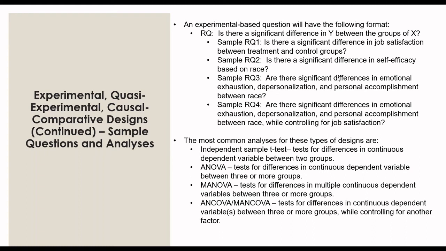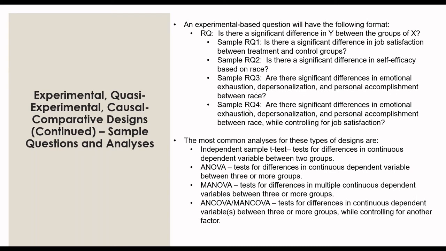Sample question 3, you can have multiple dependent variables. So are there significant differences in emotional exhaustion, depersonalization, and personal accomplishment based on race? And question 4, are there differences, very similar to the third one, are there differences in the burnout constructs between race while controlling for job satisfaction?